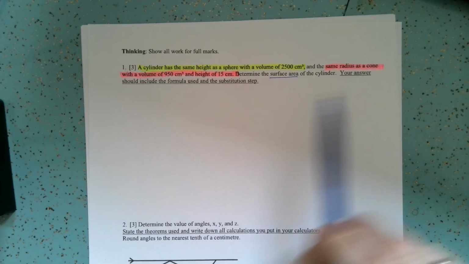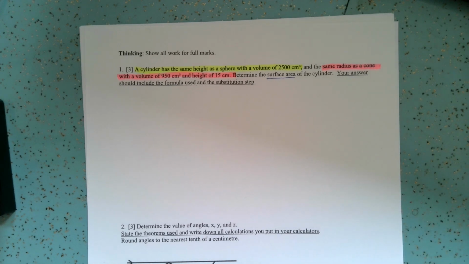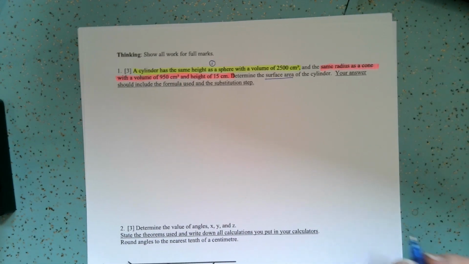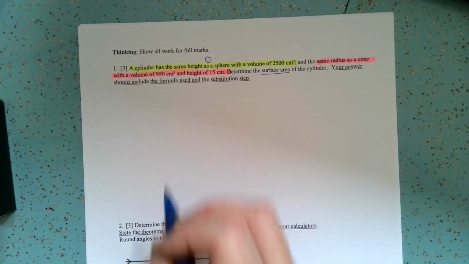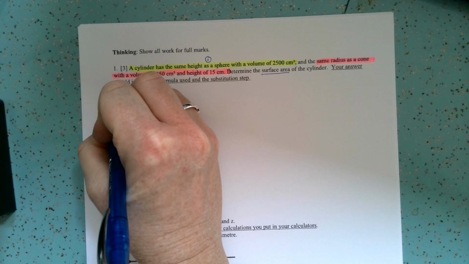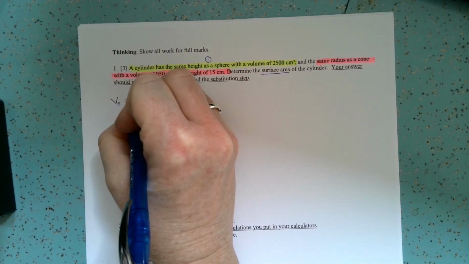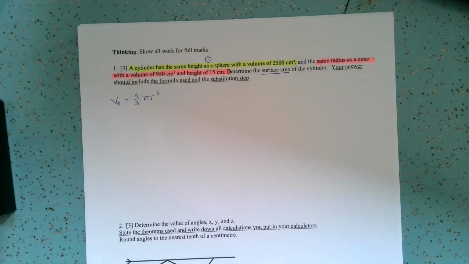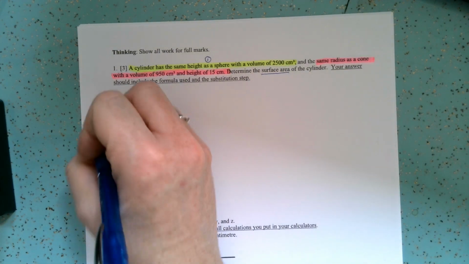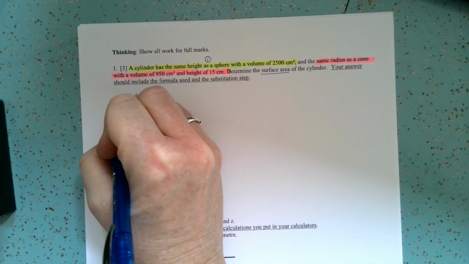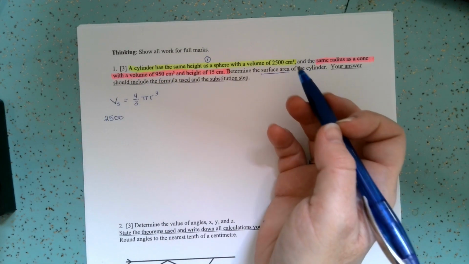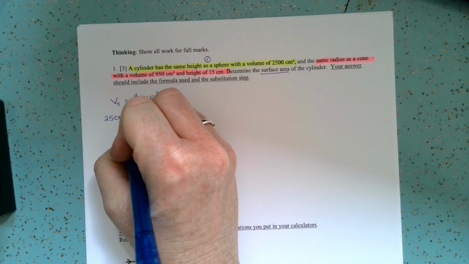So whenever you do these questions, your answers should include the formula that you use and the substitution step. So let's take a look at it. The first thing we want to do is figure out the height of the cylinder. We know that the formula for a sphere is equal to 4/3 pi r cubed. And we know that the volume in this case is 2,500, so replace the volume of the sphere with 2,500 because it's a given. And then we know the formula.